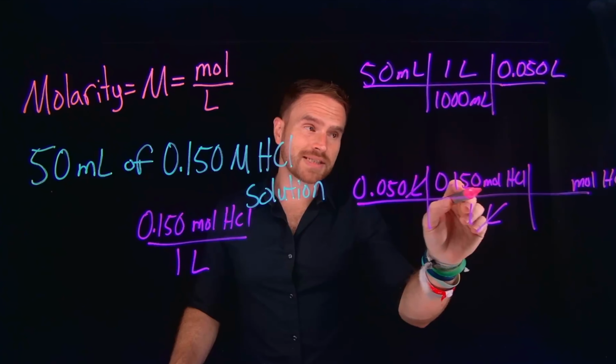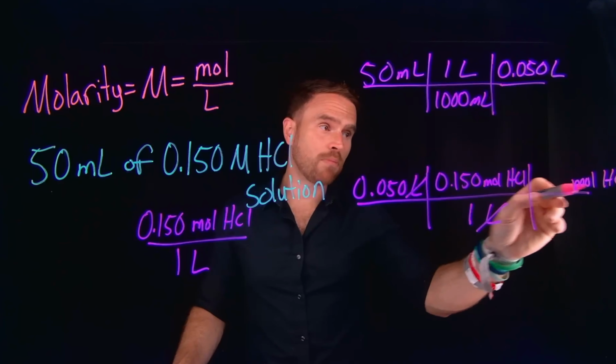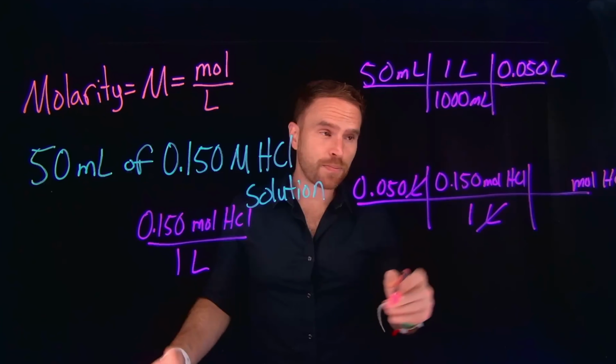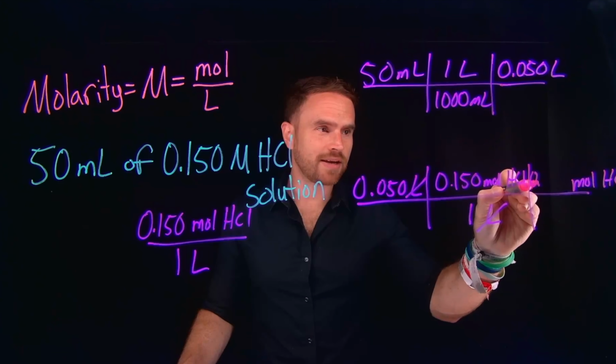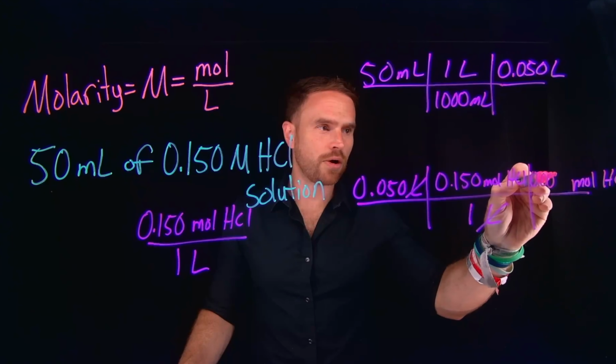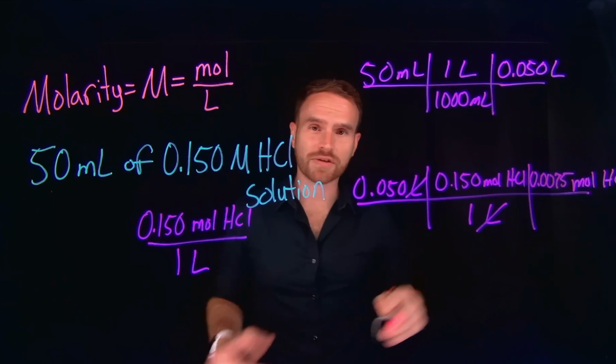And when I perform this calculation, I should end up with just moles of hydrochloric acid. And if you perform this calculation, you find that you would get a value of 0.0075 moles of hydrochloric acid.